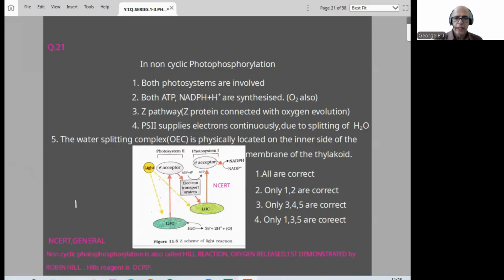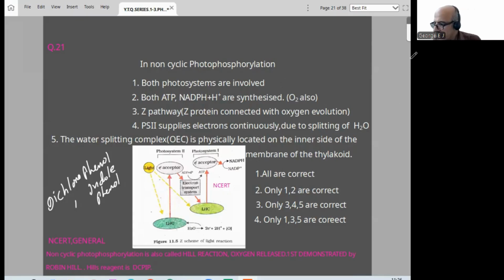I wrote a point there because there are too many questions and your time is very precious. Non-cyclic photophosphorylation is also called Hill's reaction. Oxygen release was first demonstrated by Robin Hill. Hill's reagent is DCPIP, dichlorophenol indophenol. It may not be familiar to you, still, DCPIP is Hill's reagent. So option-wise, it is 1. I think the idea is clear. Now we can proceed to the next.